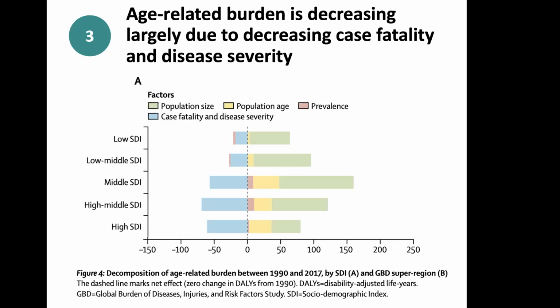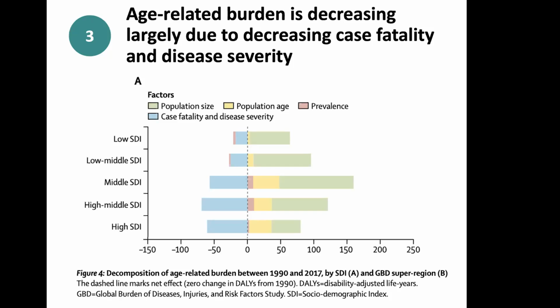Prevalence in our graph, the pink, is not so big. So the prevalence of these age-related diseases hasn't changed too much over time. What's changed a lot is the severity of the disease. For example, GBD captures the distribution of time spent in 4 phases of cancer: diagnosis or treatment, remission, metastatic, and then terminal.